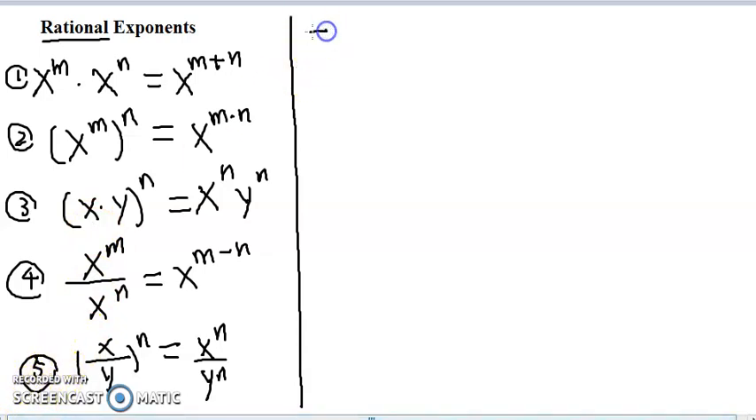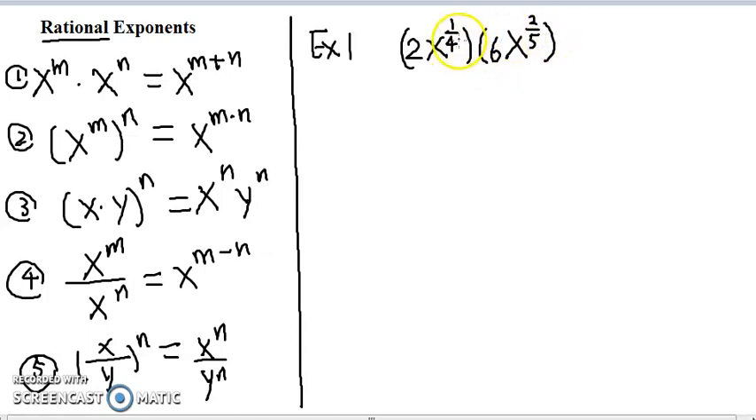So let's look at the first example. We multiply 2 times x to 1/4 times 6x raised to 2/5. Notice that we have fractional exponents. So like we said, it's like the problems we did before.